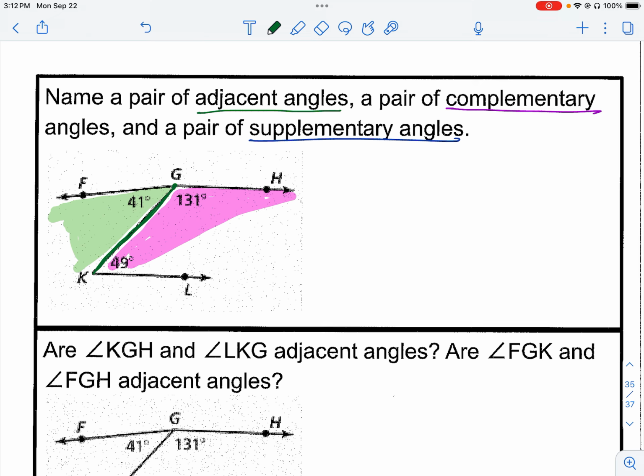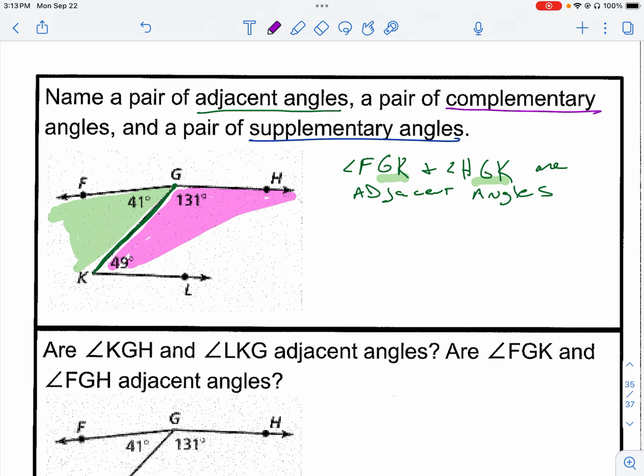So we have angle FGK and angle. Notice how we're sharing 2 points in adjacent angles. So these are our adjacent angles.